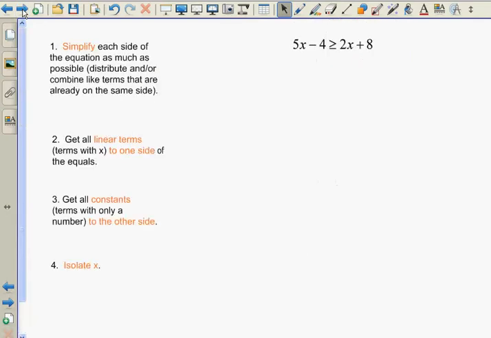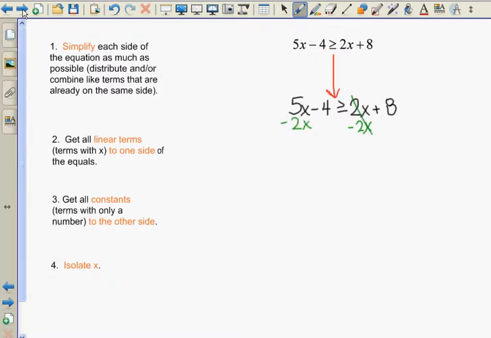One more example with this stuff. So here's another inequality, just so we can practice solving and using our number line. Step 1, simplifying. Both sides are already simplified. 5x minus 4 can't go any further. 2x plus 8 can't go any further on its own. So we are ready to move on to step 2, which is to get all linear terms on the same side. So I'm going to write it again. If I get all linear terms on the same side, I'm going to move my positive 2x by subtracting it away.